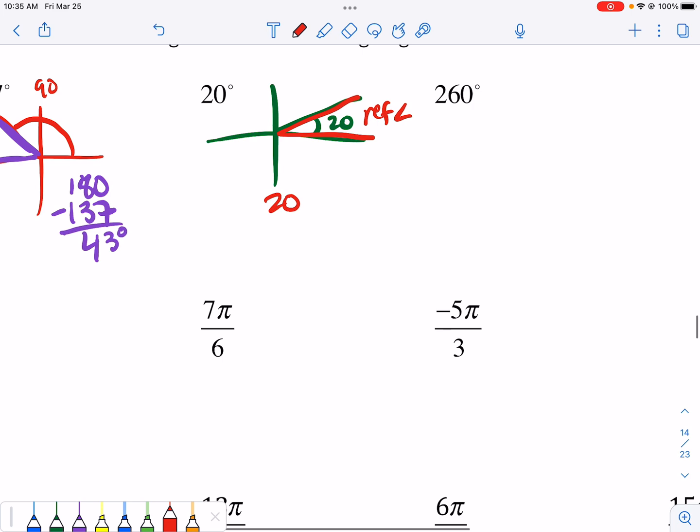Okay. If we look at 260 degrees, that's going to be past 180 but before 270. Now, you have to be really cautious here because a common mistake is that it's closest to the y-axis, so we say it's just 10 degrees away from the y-axis. But we don't want the y-axis. The reference angle is always from the terminal side to the x-axis.